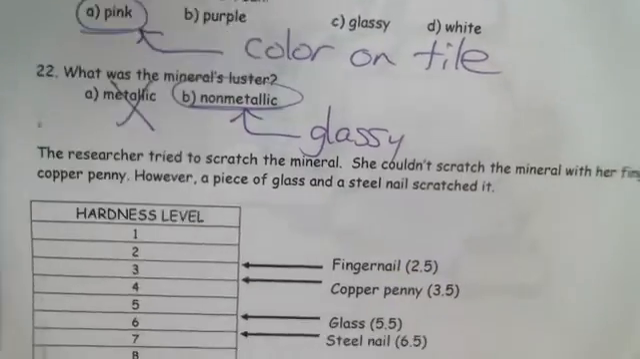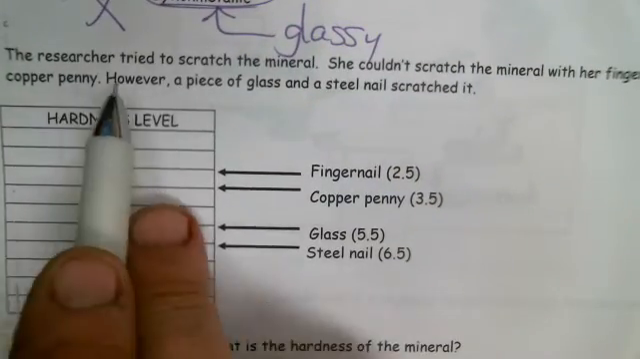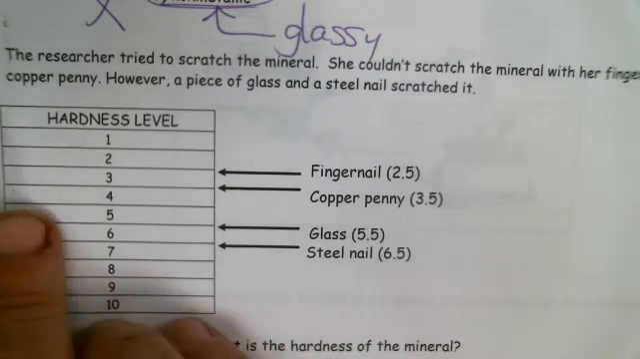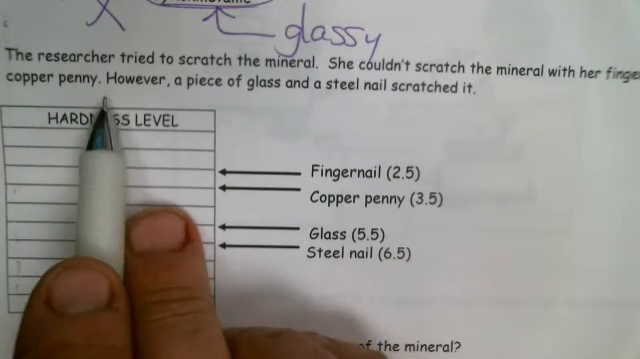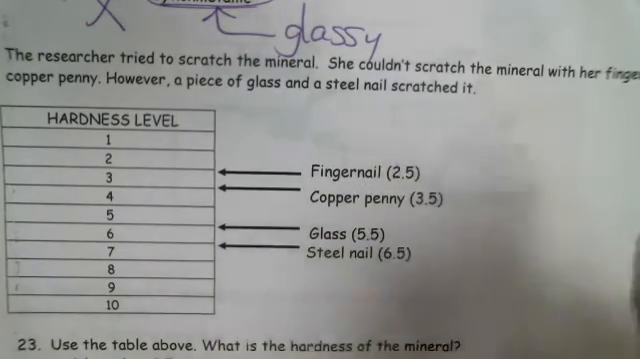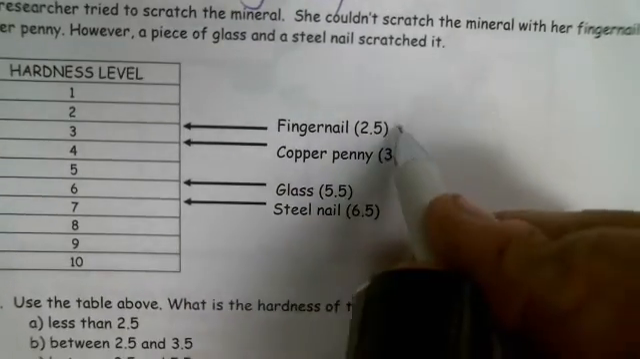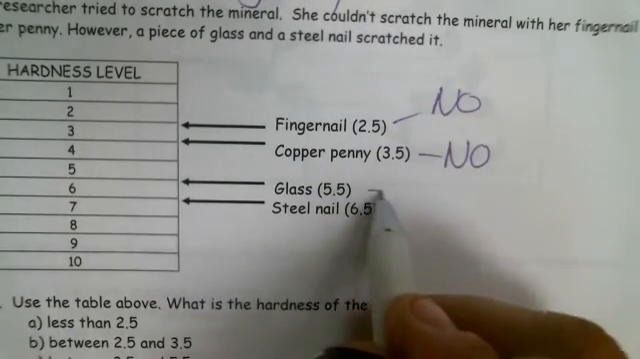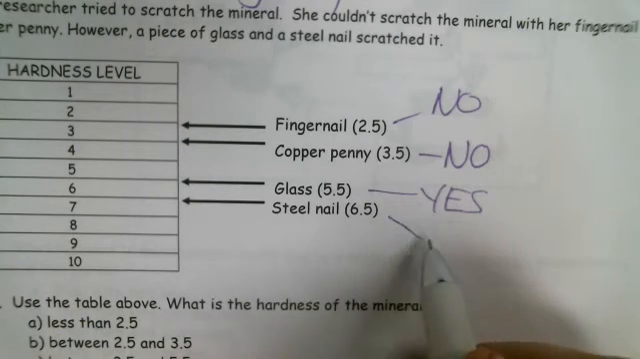Okay, next, a little bit more story. The researcher tried to scratch the mineral. She couldn't scratch the mineral with her fingernail or with a copper penny. However, a piece of glass and a steel nail could scratch it. So in our little diagram here, I want you to put no next to these two, and then put yes next to the bottom two.